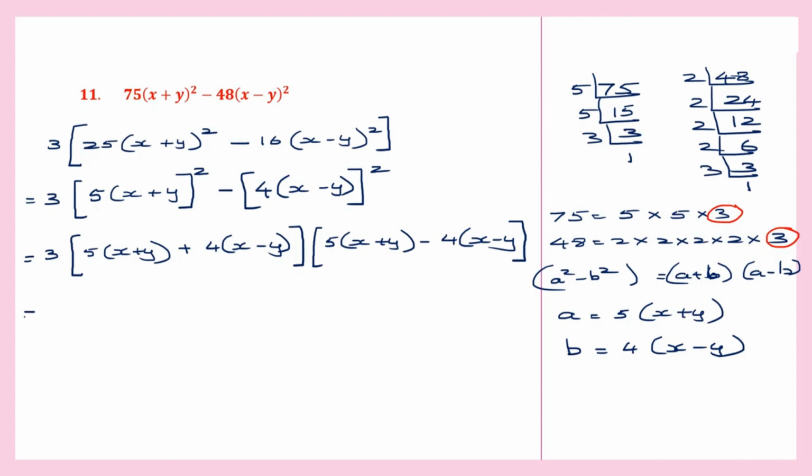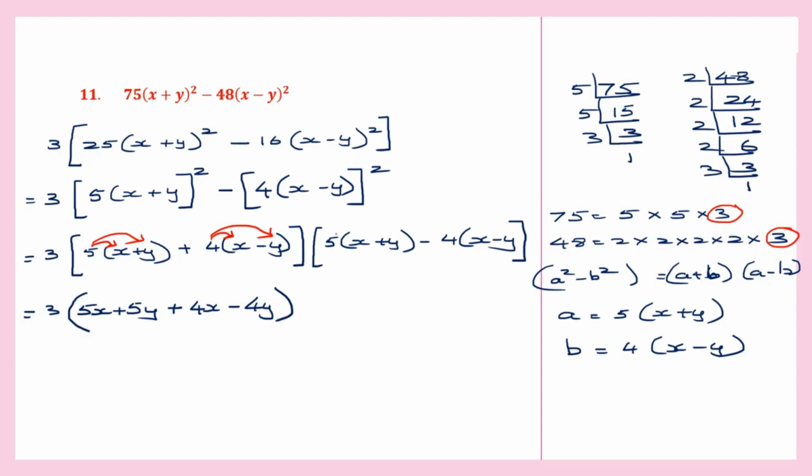Now we have to simplify this. So 3 remains here and inside the brackets I have to multiply 5 into x and then 5 into y. So 5 into x is 5x plus 5 into y is 5y plus similarly here also 4 into x and 4 into minus y. So that becomes plus 4x minus 4y. So this is within brackets. Now let's go to the next one.